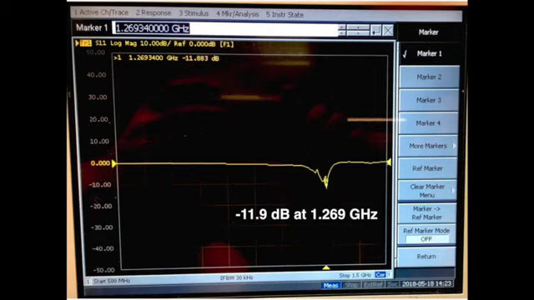Unfortunately, I can't show you the other resonant frequencies of this cavity resonator, because the network analyzer only shows frequencies between 500 MHz and 1.5 GHz, and the next lowest resonant frequency is 1.67 GHz and then 1.8 GHz, so I can't really show those.